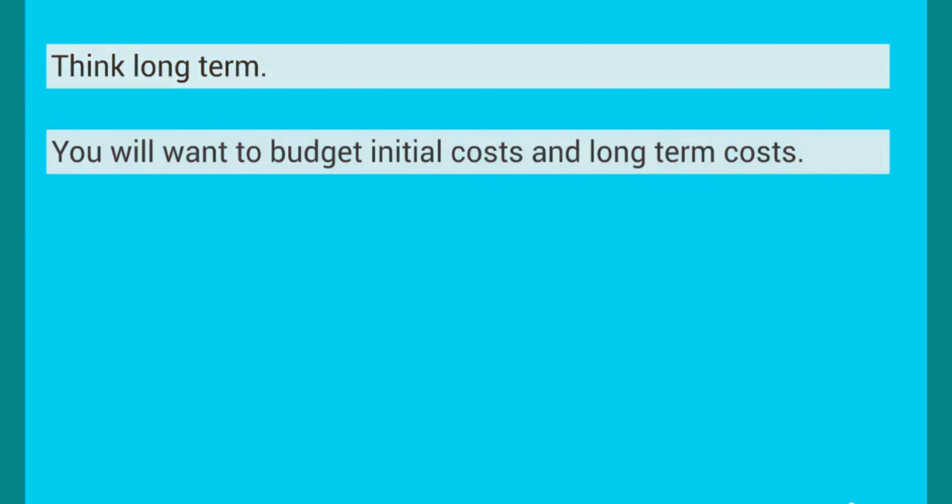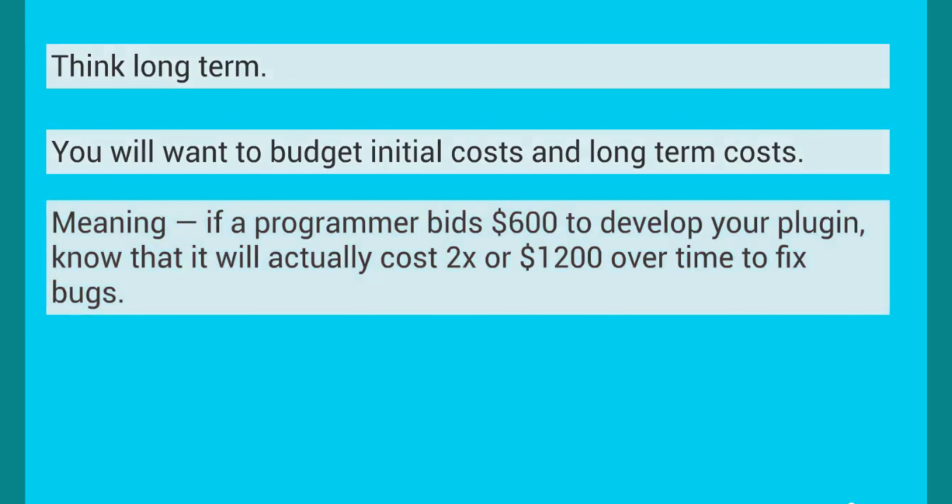You will want to budget the initial costs and the long-term costs. Now, what do I mean by that? This is what usually happens. If a programmer bids, let's say, $600 to develop your plugin, know that in reality it actually costs 2 times. So normally it would cost $1,200 over time to fix bugs. Yes, it might be $600 for the initial, but there are going to be bugs.